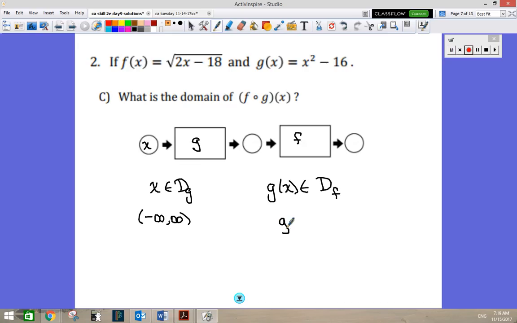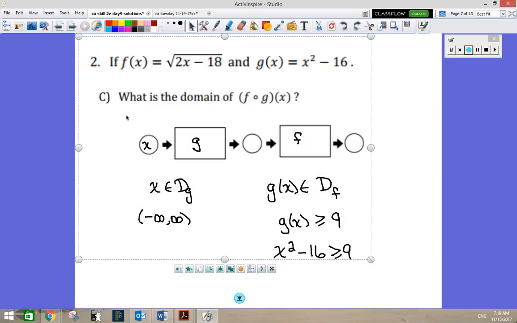F wants the output of g to be bigger than or equal to 9. So what is g of x? Well, it's x squared minus 16. That has to be greater than or equal to 9. Now that's a quadratic inequality. We looked at that in skill packet 1.